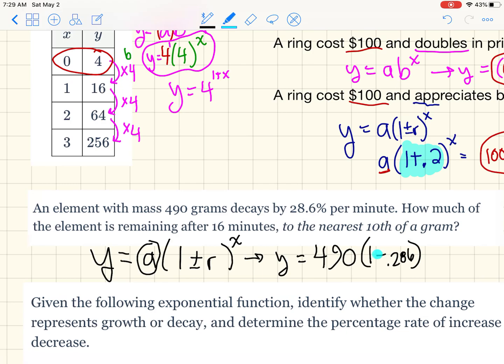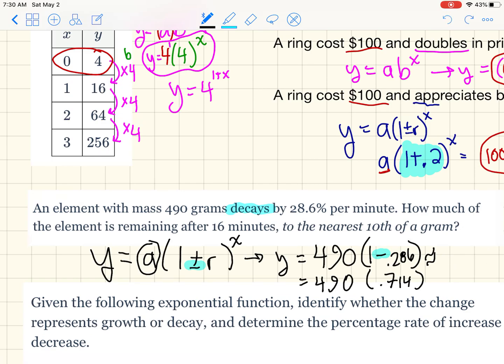So the minute you see decay, you know you're using subtraction. If it had said to increase by 28%, you would have used a plus sign. Okay, so basically this comes out to be 490 times 0.714. So you're basically taking 71.4% of 490. Now it does say round to the nearest tenth, so we'll say 349. It looks like that would round to 0.9.